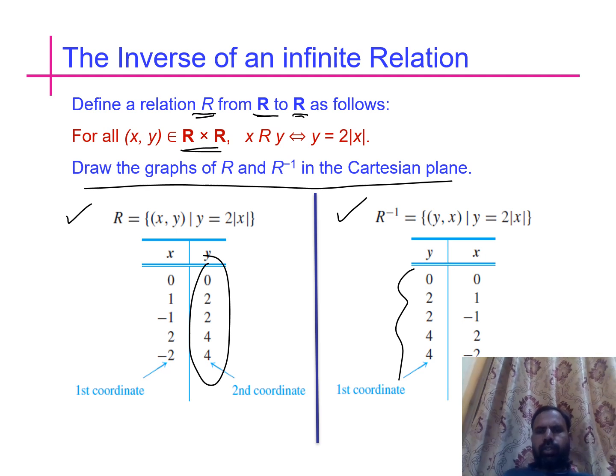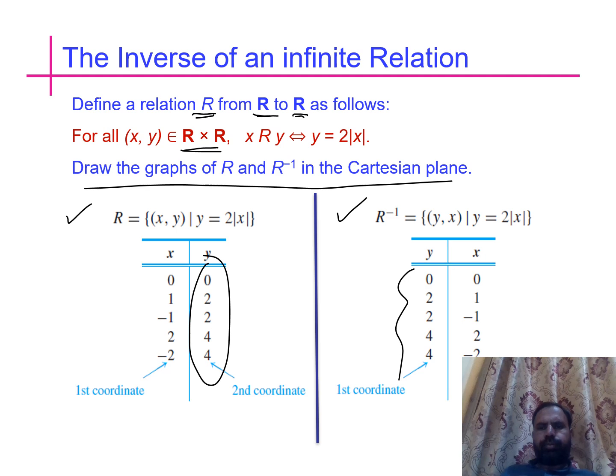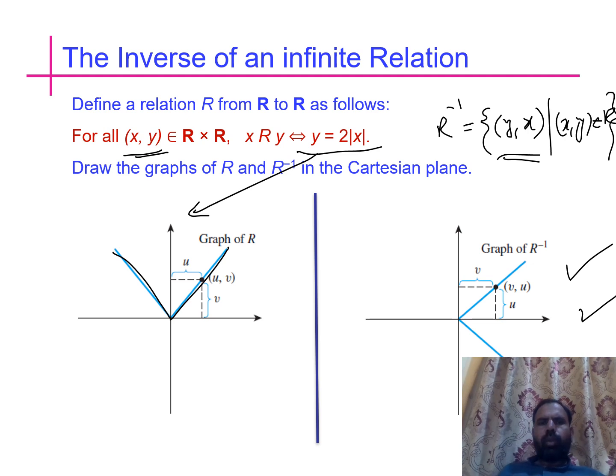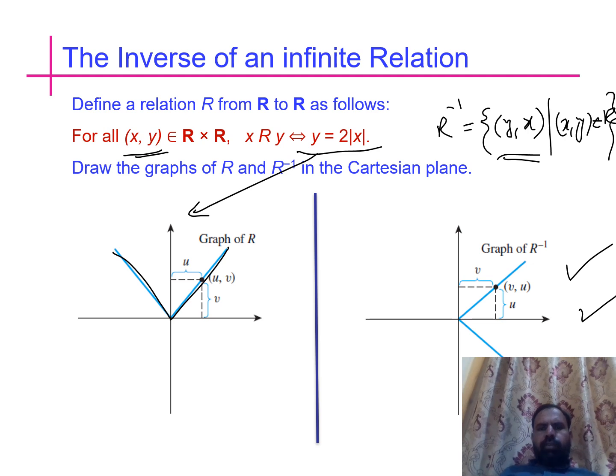So this is the first coordinate and these are the second coordinates. In R inverse, you can see that the second coordinates become the first coordinates and the first coordinates become the second coordinates. Here in the Cartesian plane we draw the graphs of R and R inverse. This is the graph of R and this is the graph of R inverse.